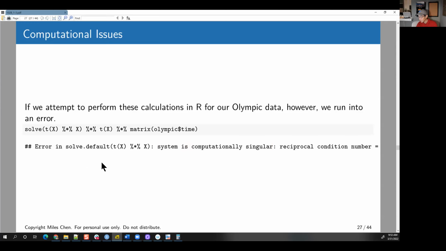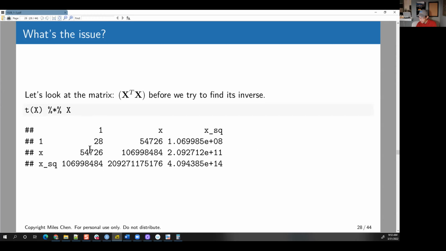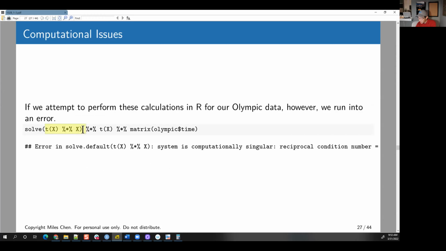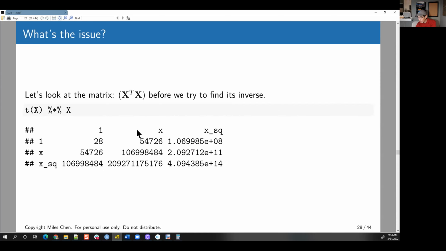So what we're running into is, if we look at this matrix, X transpose X, which is what it's trying to invert, we have a 3x3 matrix, because X is, I don't know, 28 rows and 3 columns. So if you do X transpose X, you're going to get a 3x3 matrix. And if we look at this last term, what do we have? We have 4.094 times 10 to the 14. Can you see where we might be running into a problem here? The issue is that this number is just really big.